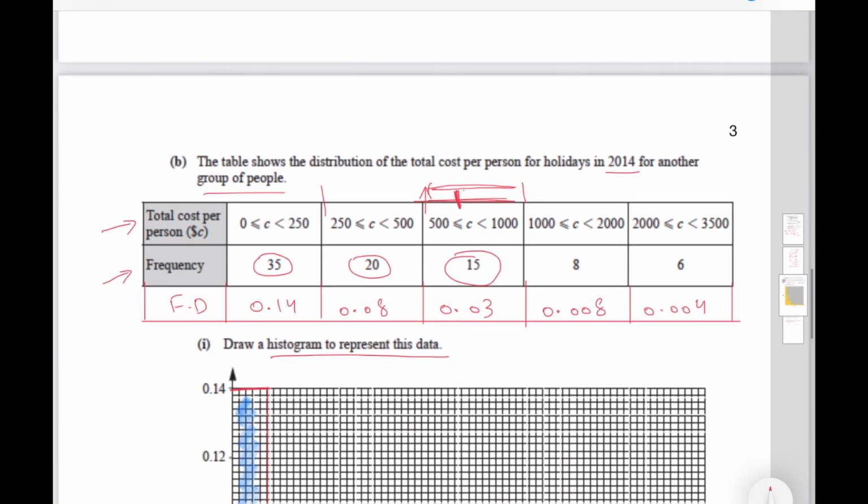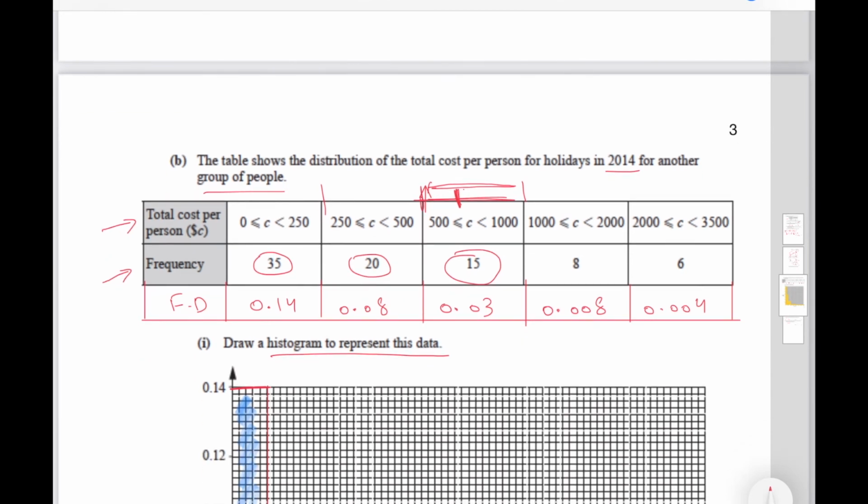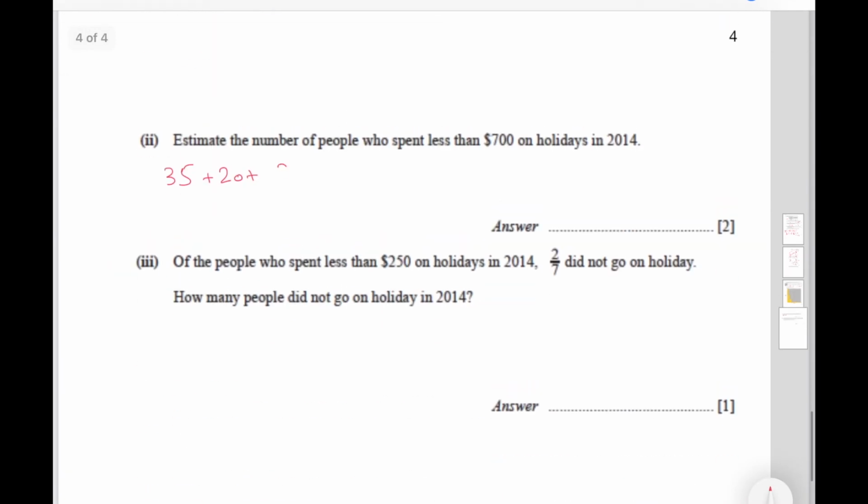So how much do we need? From 500, we need to go 200 places up. That means 200 out of the 500 in total times how many people? There were 15 people. So let's see what we get. We get 35 plus 20 plus 200 over 500 times 15, which gives us 6. 35 plus 20 plus 6 equals 61. So there were 61 people who spent less than $700.